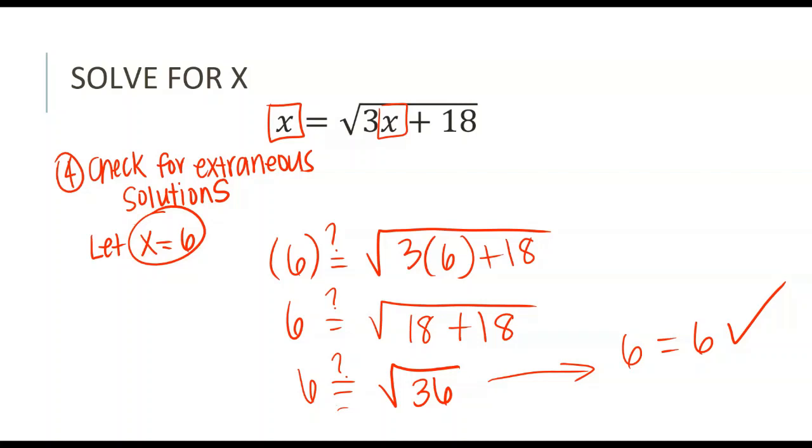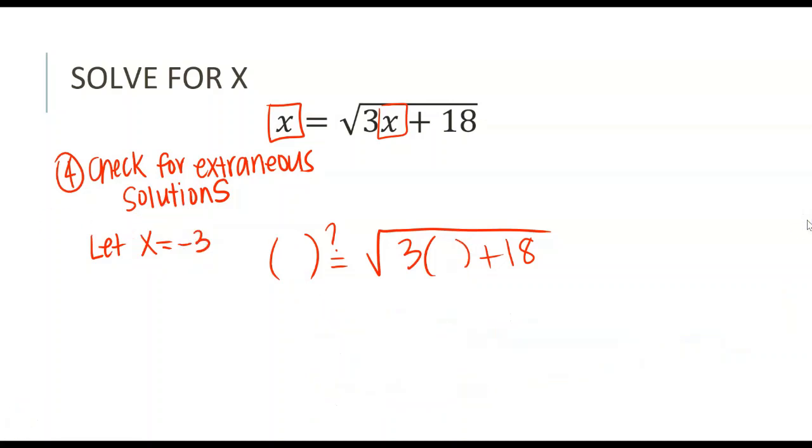Let's now test it with our other solution that we got, x equals -3. So again, plugging it into the original equation and writing parentheses every time there's an x, so I know where to plug this in. So if x is -3, I'm trying to figure out if -3 is equal to the square root of 3 times -3 plus 18. So right off the bat, we should be noticing the fact that we're saying a square root is equal to a negative, and that can't happen for this to be a function.